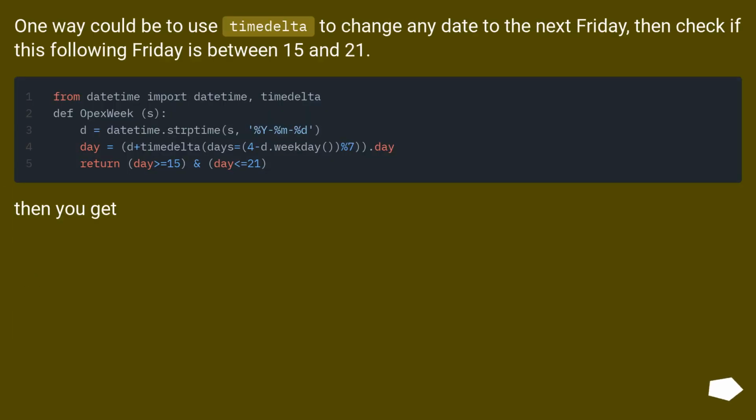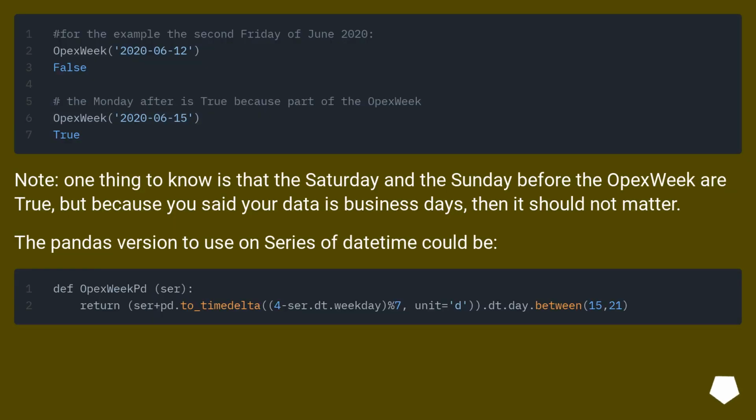One way could be to use timedelta to change any date to the next Friday, then check if this following Friday is between 15 and 21. Then you get... Note: one thing to know is that the Saturday and the Sunday before the OPEX week are true, but because you said your data is business days, then it should not matter.